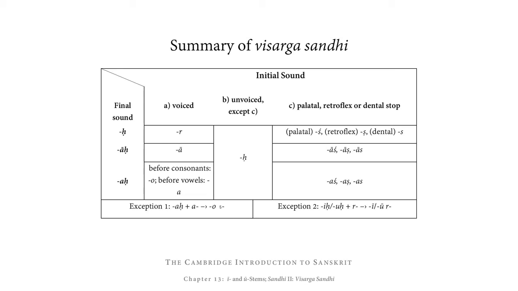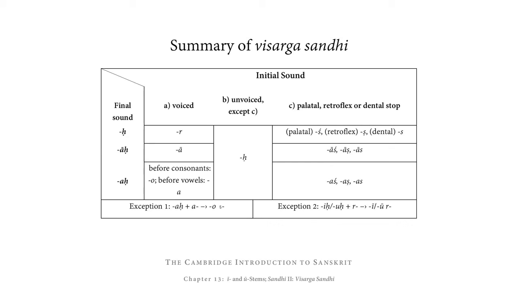in three different ways. They will change in one way in front of voiced sounds, which is category A. They will change in another way in front of unvoiced sounds, that's category B. And category B has an exception, namely category C, that is visarga in front of specifically palatal, retroflex, or dental unvoiced stops. And what we find in these three different categories is the following.